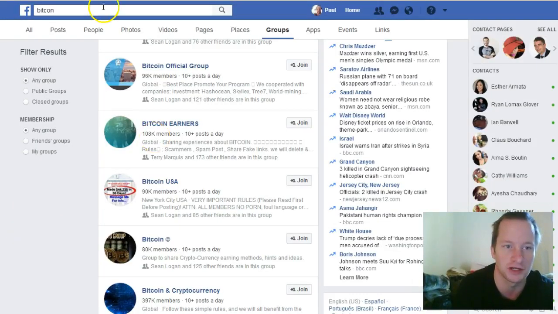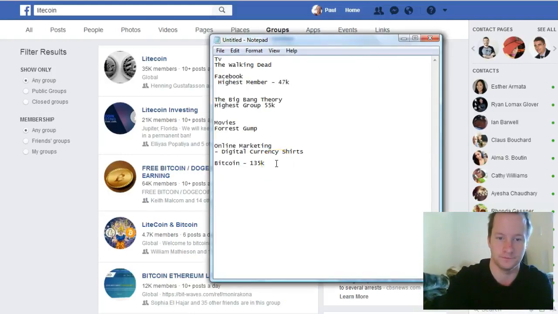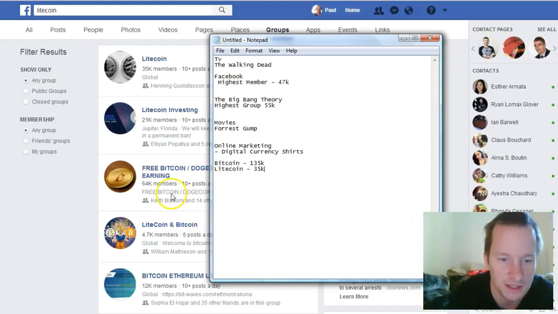Topics about Bitcoin. So let's think of another cryptocurrency real quick. Okay, so we got a group here for Litecoin. Litecoin for 35K.